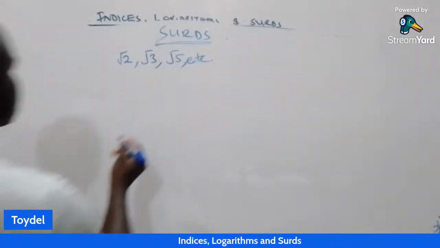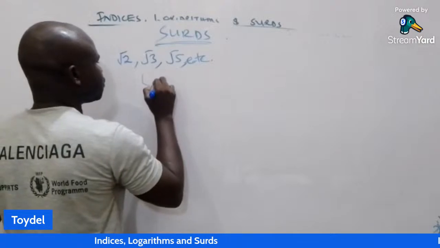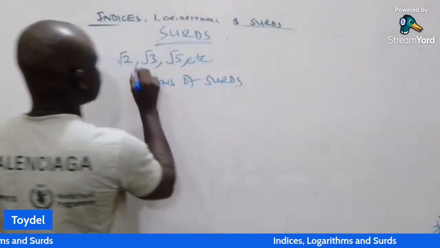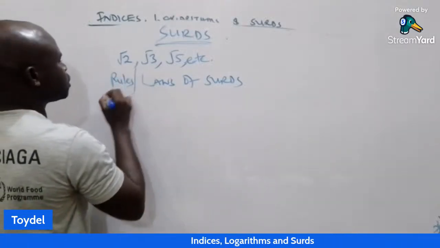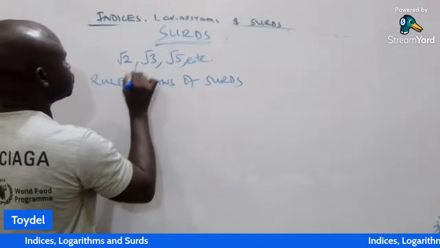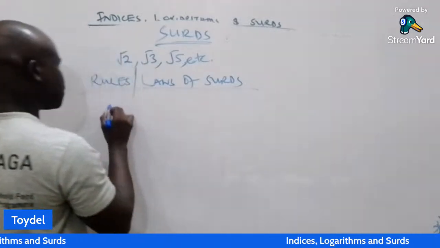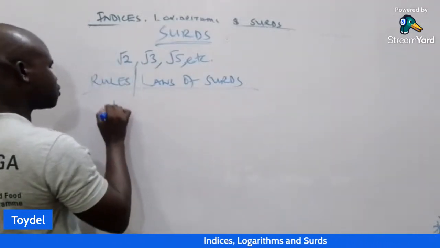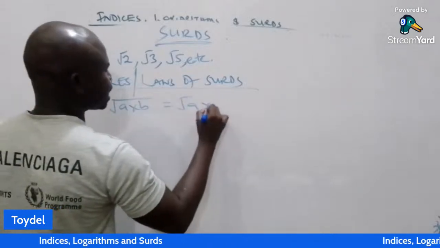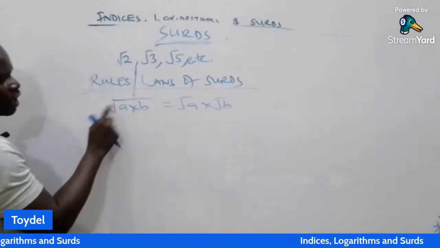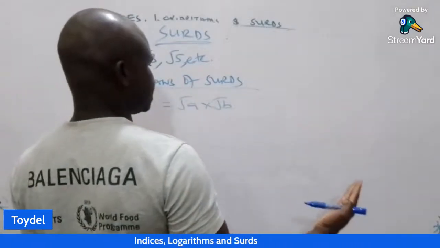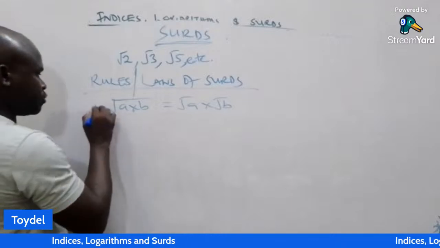Then before we take examples, I would love to talk about laws of surds, or you can call them rules. It depends. Maybe let's call it rules of surds. The first one says that the square root of a times b is the same thing as square root of a times square root of b. That is, if you have the square root of two values together, we can actually go ahead and split it. We are permitted to do that.